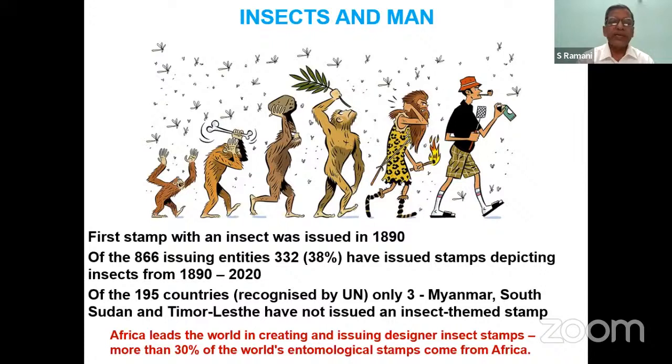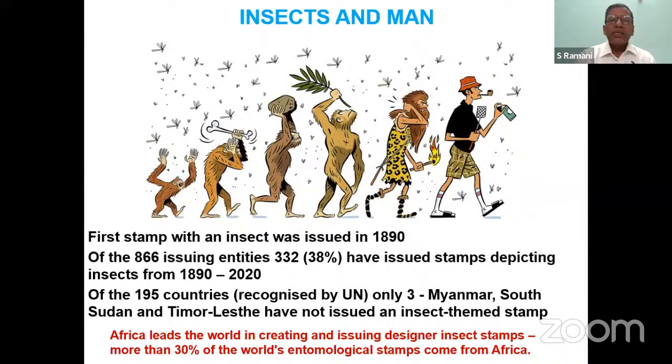If you look at the UN count of 195 countries, there are only three countries, Myanmar, South Sudan, and Timor-Leste, which have not issued an insect-related stamp. Other than that, all the 192 countries recognized by the UN have issued a stamp with insects featuring on it. If you look at the continents which are producing stamps, Africa leads the world in creating designer insect stamps, and more than 30% of the world's entomological stamps actually come from Africa. This must be surprising news for some of you, but it is a fact that at least 30% of the entomological stamps come from Africa.